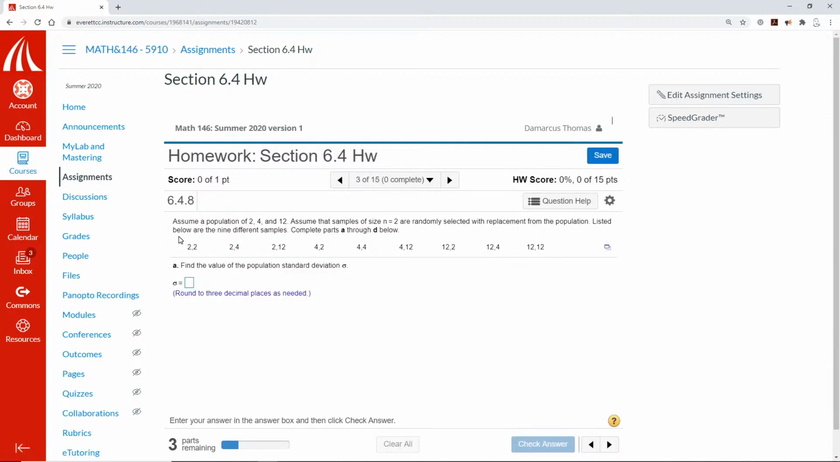All right. Assume a population of 2, 4, and 12. So that's my population, just 2, 4, and 12. Assume that samples of size n=2 are randomly selected with replacement from the population. Listed below are the 9 different samples. Complete parts A through D. All right. So the first question is find the value of the population standard deviation. And I'm going to use my calculator to get the deviation.